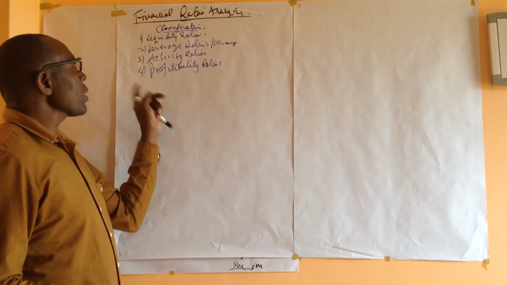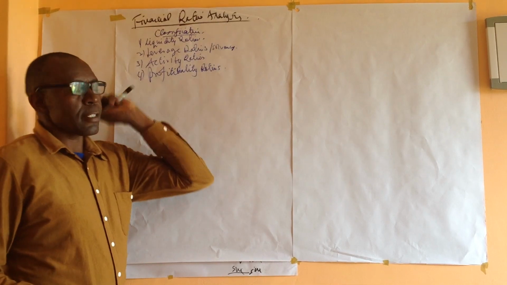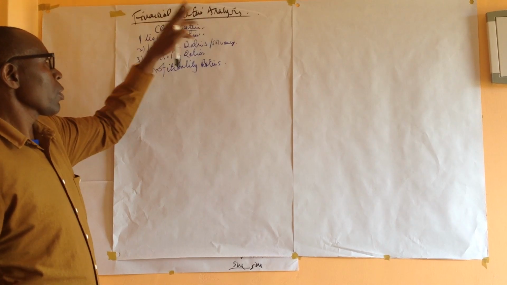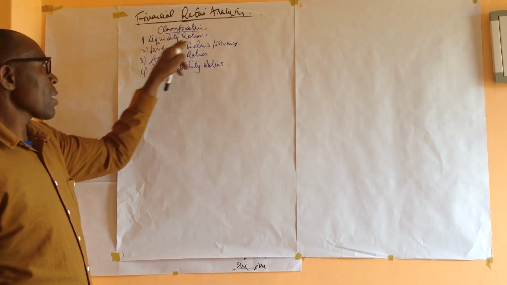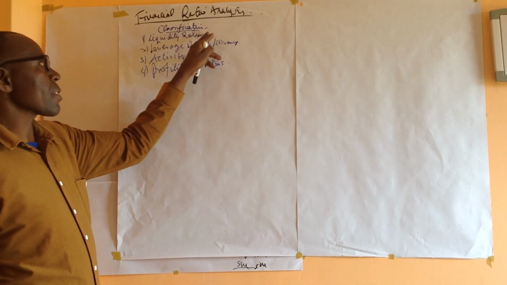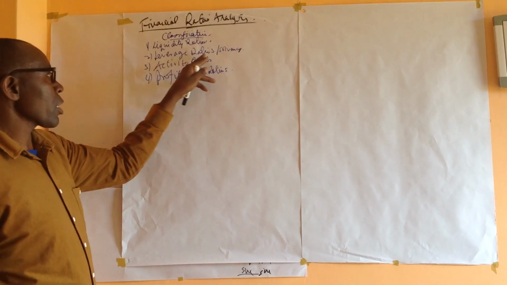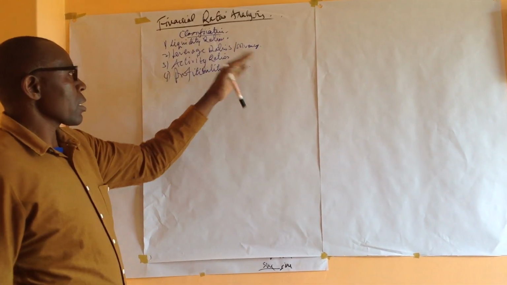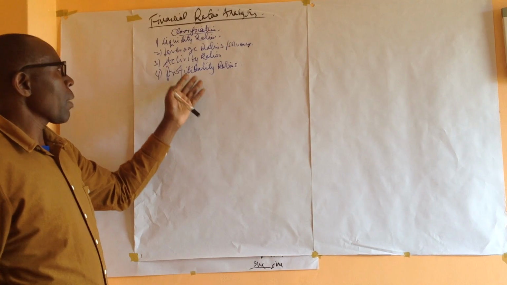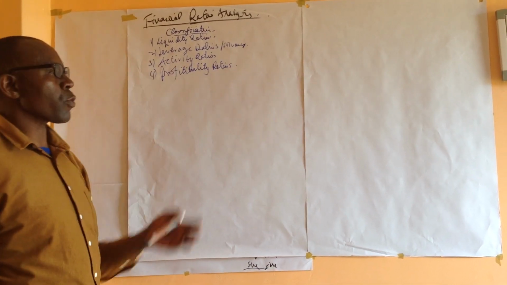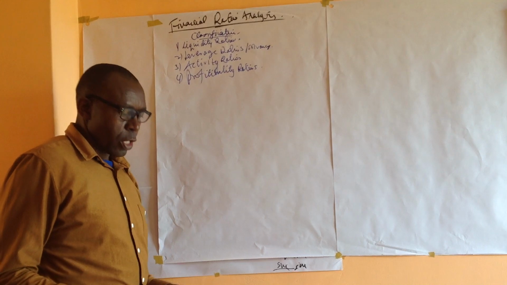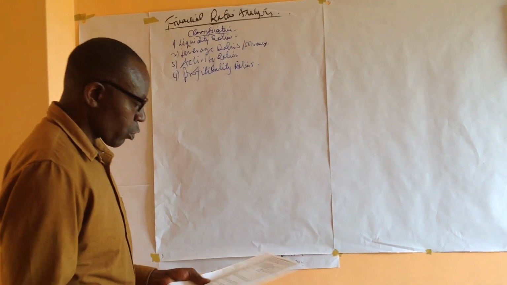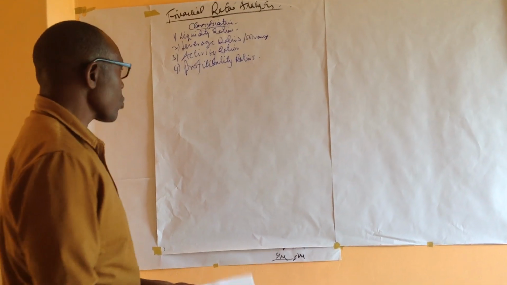So with the meaning already covered, here is the financial ratio analysis heading, and then the classification. I'm looking at the classification of the financial ratios. We have liquidity ratios, which assess the liquidity of the firm. Leverage ratios, which look at solvency, how the firm is performing in respect to the amounts of assets that they have. Activity ratios, and then the profitability ratios. Those are the classifications of the ratios. I'm going to start with the first one, the liquidity ratios.